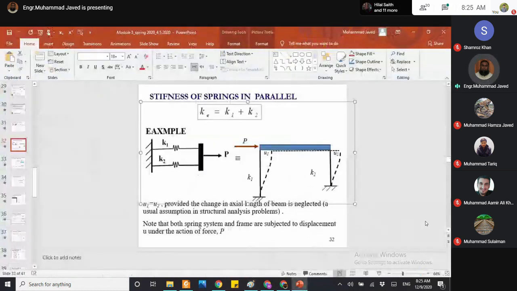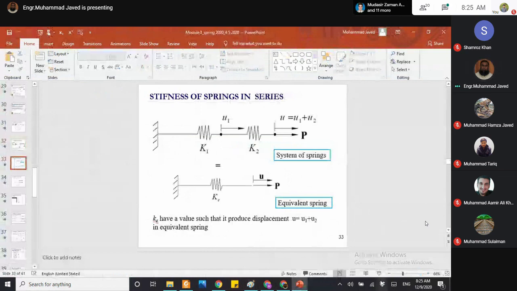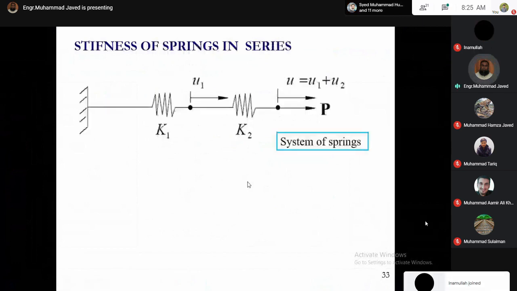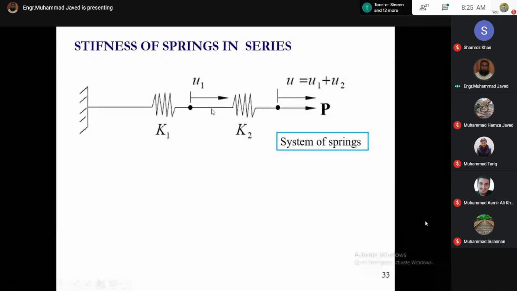The second arrangement in which the springs can be connected is spring in series. When two or more than two springs are connected in a way such that the tail of one spring is connected with the end of other spring, such arrangement is known as spring in series.